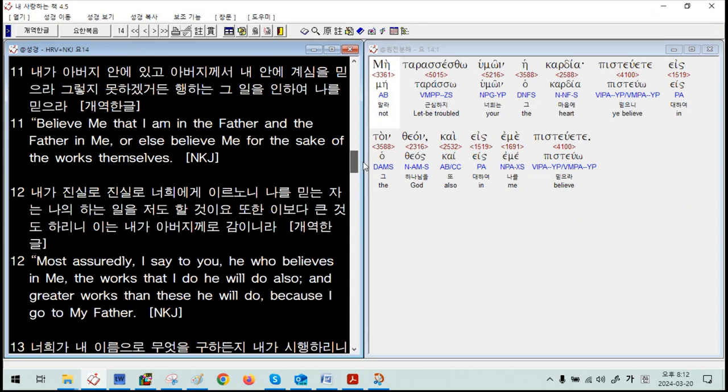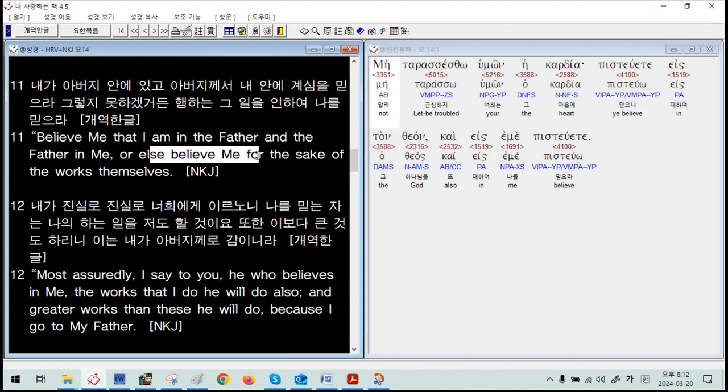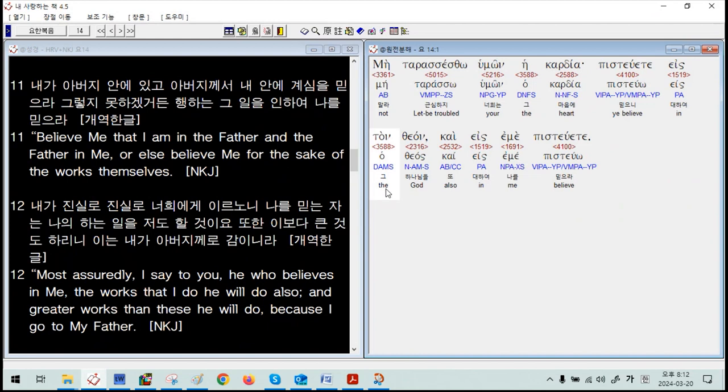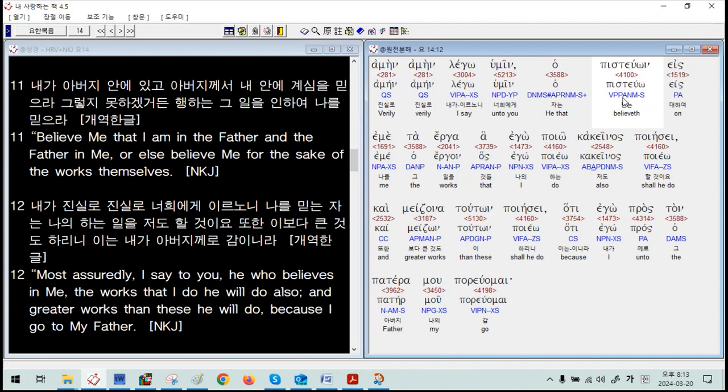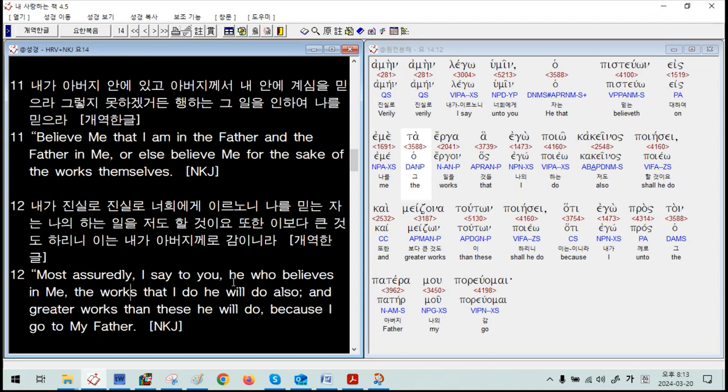Believe me that I am in the Father and the Father in me, or else believe me for the sake of the works themselves. Most assuredly, I say to you, he who believes in me, into me, you see here, the one believing into me continuously, habitually, repeatedly to become one with him, into him, the work I do, he will do also. And greater works than these he will do, because I go to the Father. Then what is it? Father's work, only begotten Son's work, Jesus Christ's work, my work will be the same work, which is the seven days man, seven days work, as the last Adam, life-giving spirit.